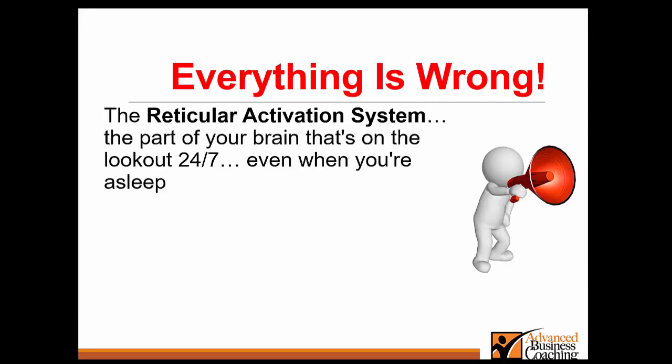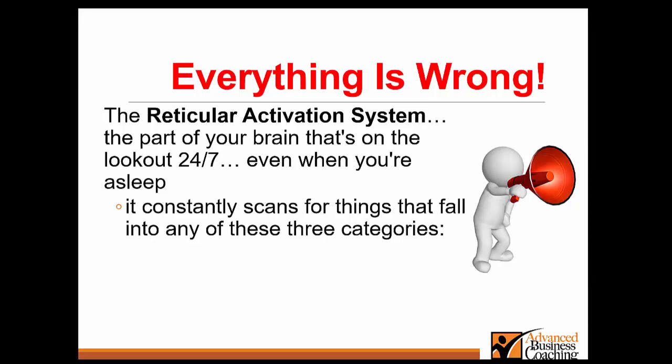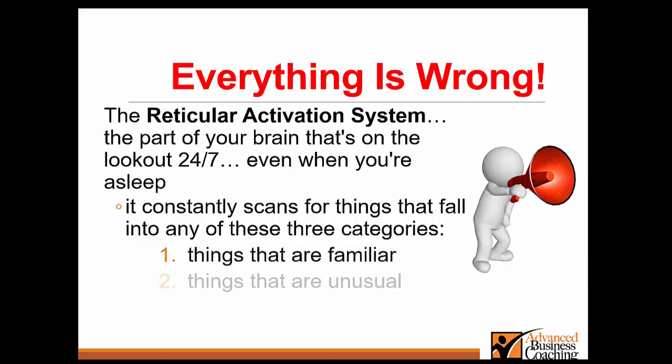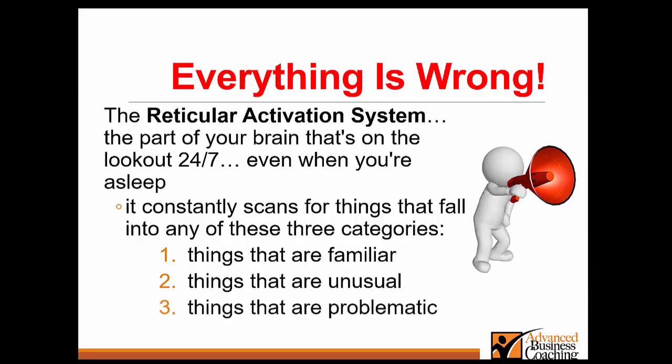The reticular activator is that part of your brain that's on the lookout 24 hours a day, 7 days a week, even when you're asleep. It constantly scans the environment looking for things that fall into any of these three categories: things that are familiar, things that are unusual, or things that are problematic. When the brain detects any of these three categories on a subconscious level, it sends a message over to the conscious side of the brain and says, hey, wake up, there's something here you need to pay attention to.